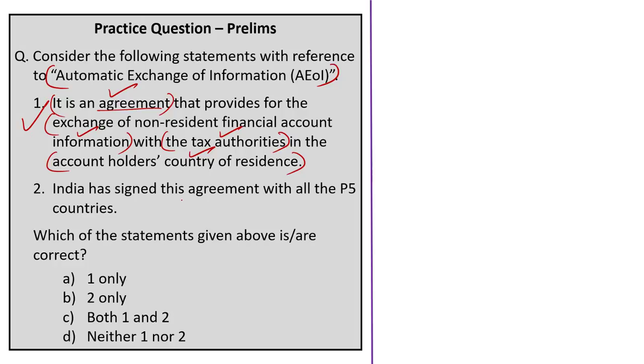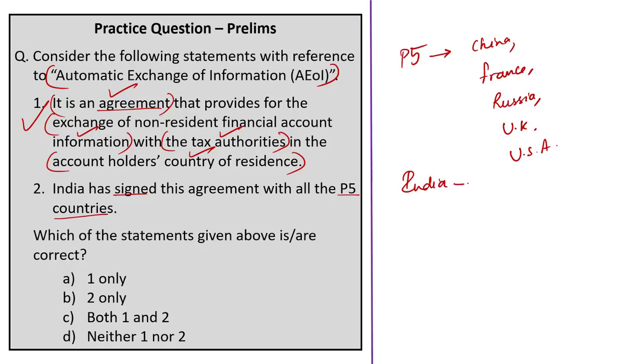The second statement states, India has signed this agreement with all the P5 countries. Now, to answer this question, first you should know what the P5 countries are. In this, P5 stands for the 5 permanent members of the United Nations Security Council. So, who are the permanent members of UNSC? One is China, then France, then Russia, then United Kingdom, then United States. Now, actually, India has signed this agreement with 56 countries, but India has not signed this agreement with the United States, which means India has not signed this agreement with all the P5 countries. So, this statement becomes a wrong statement. Here the question asks for the correct statements. So, the final correct answer to this question is option A, one only.